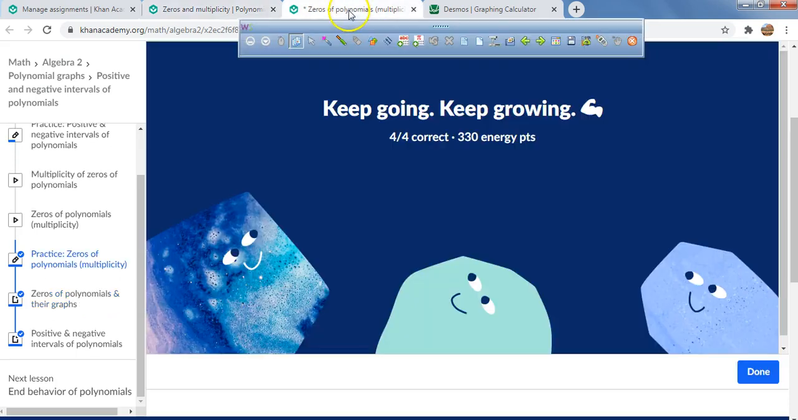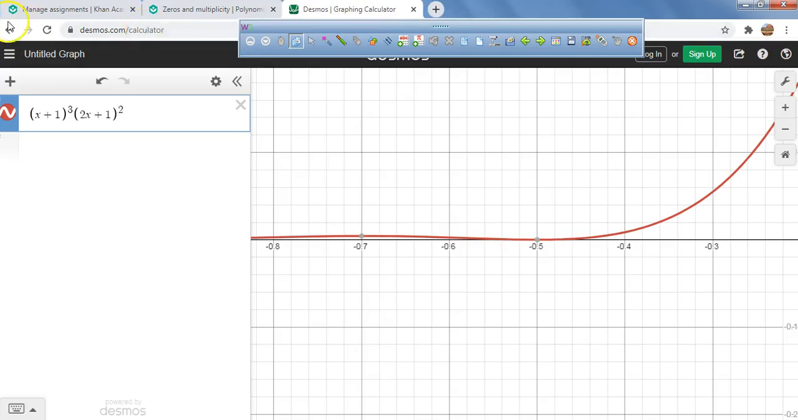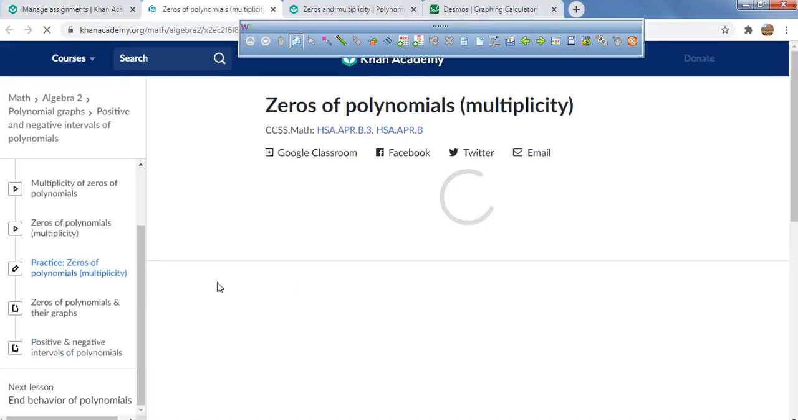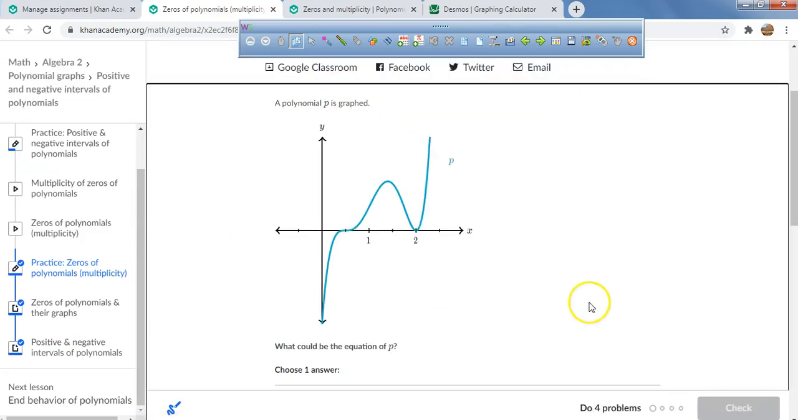So let's go ahead and do a few problems here. Okay, so we got to figure out what's happening here. So that touches it once, so that's an odd. Here, it touches it right here on the x-axis. So that's got to be an even.